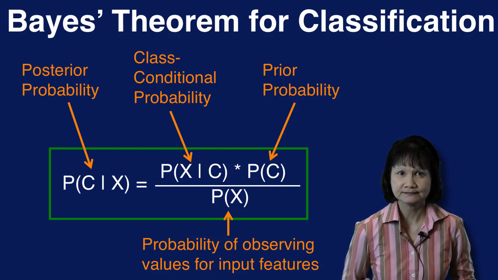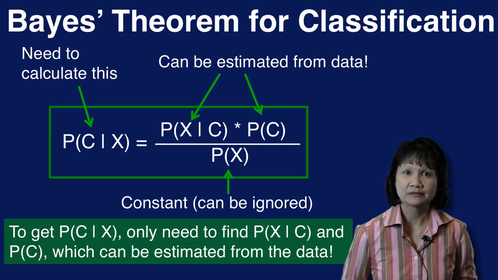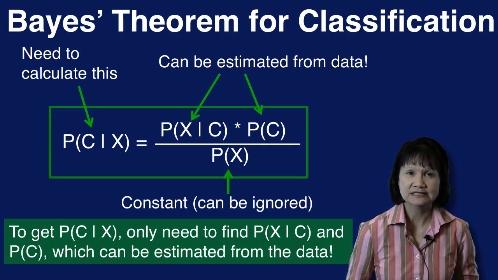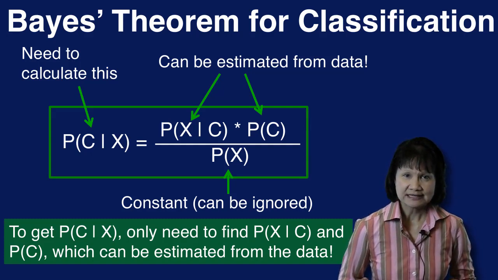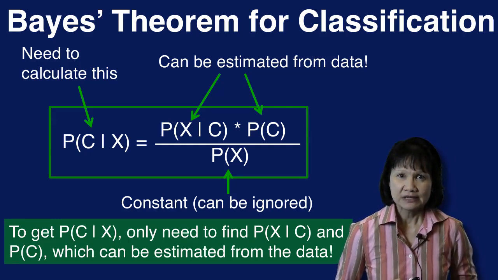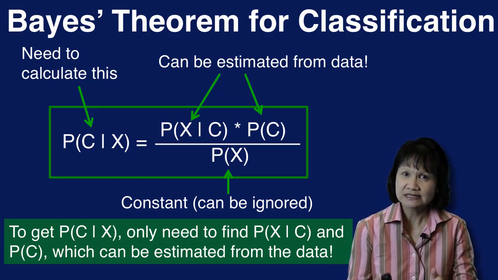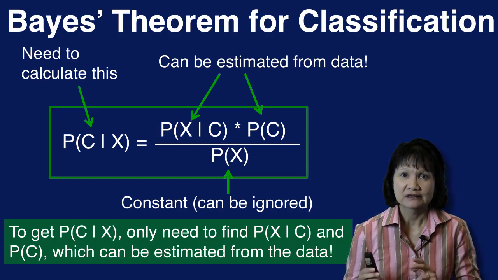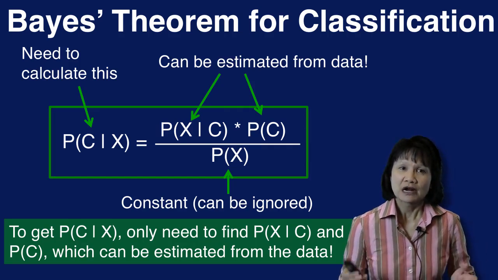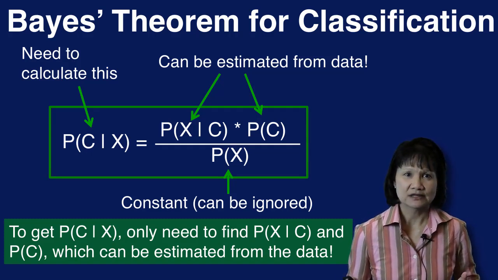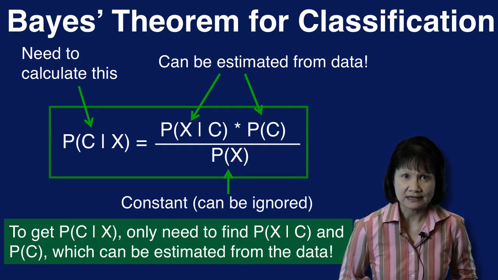The probability of X is the probability of observing input features X, regardless of what the class label is. So for classification, we want to calculate the posterior probability P of C given X for each class C. From Bayes' theorem, probability of C given X is related to probability of X given C, probability of C, and probability of X. Probability of X does not depend on the class C. Therefore, it is a constant value given the input X.